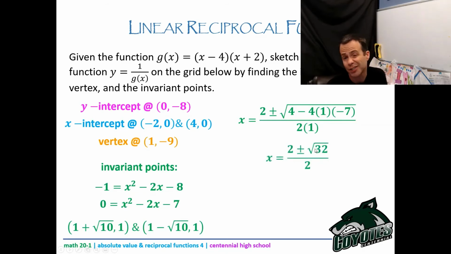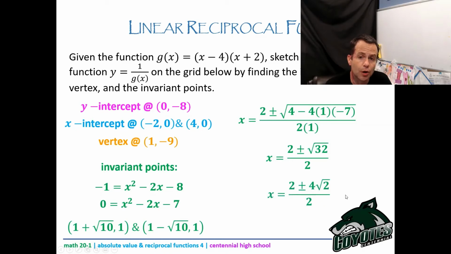32, I can take out actually a 16 there. 16 times 2 is 32. So the root of 16 is 4. So I'd have 2 plus or minus 4 root 2 all over 2. Divide by 2, and I get 1 plus or minus 2 root 2. Okay? So these two invariant points would be at 1 plus 2 root 2, comma, negative 1, and 1 minus 2 root 2, comma, negative 1.